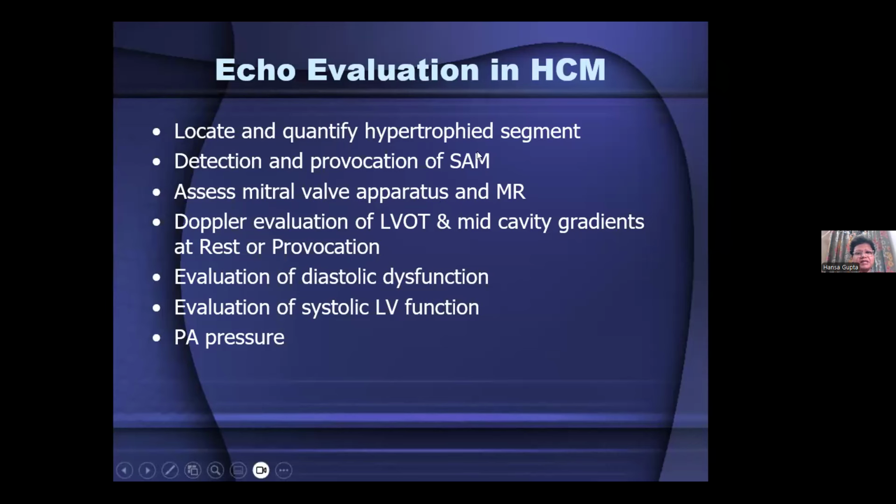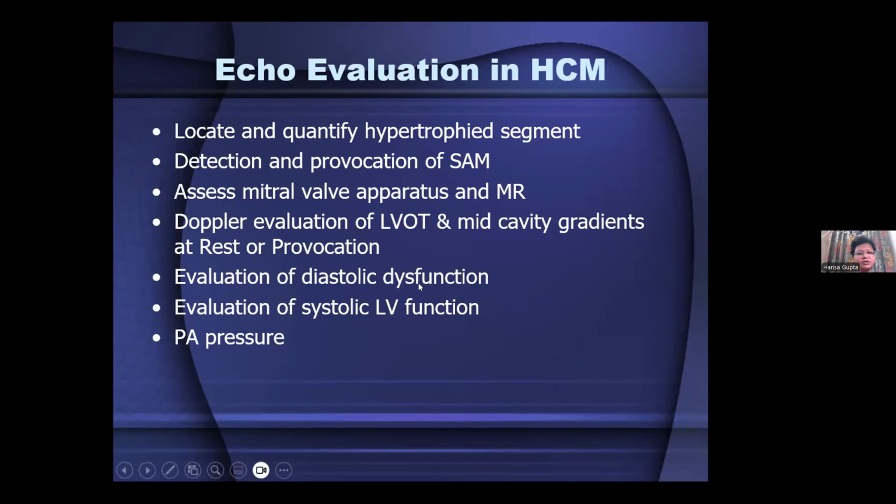Similarly, as we have done for SAM, we will see the gradients because they are very essential, at the LVOT level and the mid-cavity level, depending on where the hypertrophy is. So we measure it at rest and also with provocation. Don't leave the patient without subjecting him to provocation, because you will not come to know about the hidden gradients, which will help in evaluating the symptoms of the patient.